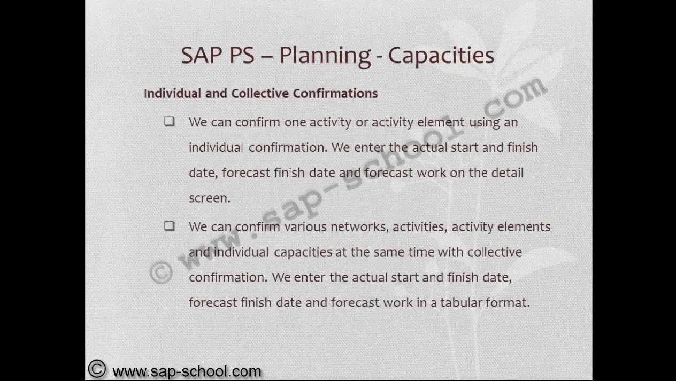Now we'll see individual and collective confirmation. We can confirm one activity or activity element using an individual confirmation. We enter the actual start and finish date, forecast finish date, and forecast work on the detail screen. We can confirm various networks, activities, activity elements, and individual capacity at the same time with collective confirmation. This is basically by doing the confirmation of mass activities. We enter the actual start and finish date, forecast finish date, and forecast work in a tabular format.